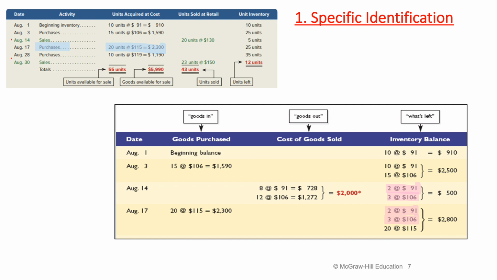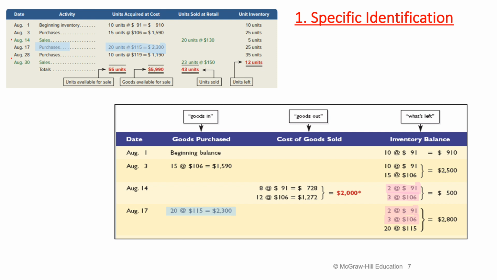So what I'm going to do is record in the table, I'm going to write August 17, and I'm going to record the information of the purchases under the goods purchased column. Why did I add the 20 multiplied by 115 in the goods purchased column? Because the company did purchases. If the company did purchases, I'm going to put the information under goods purchased. So 20 multiplied by 115 gives me 2,300.